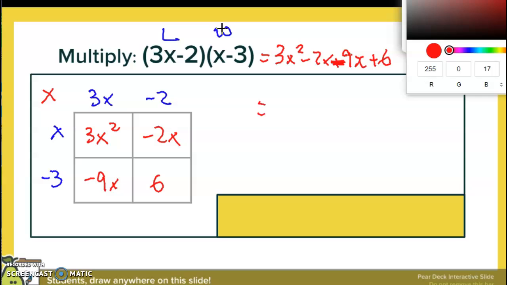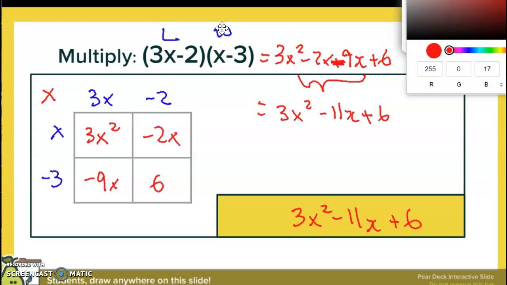Now, I can combine like terms because -2x and -9x are like terms. So we still have 3x squared here. And -2 minus 9 is -11, -11x plus 6. So this is my final answer. So it's going to be 3x squared minus 11x plus 6.